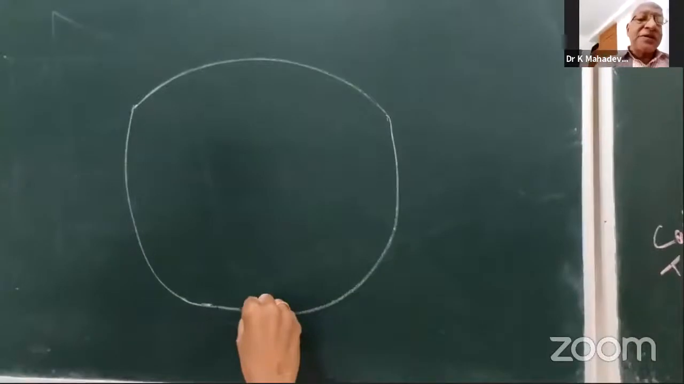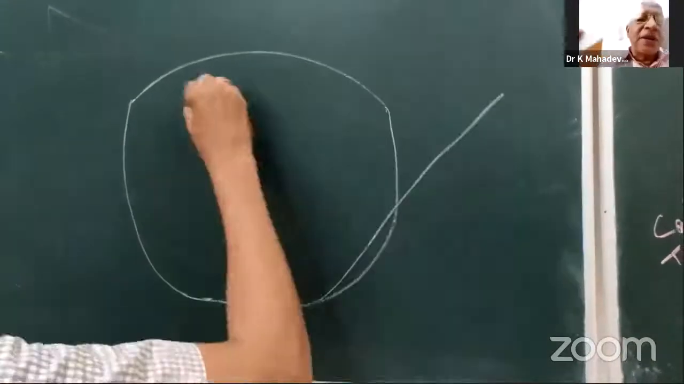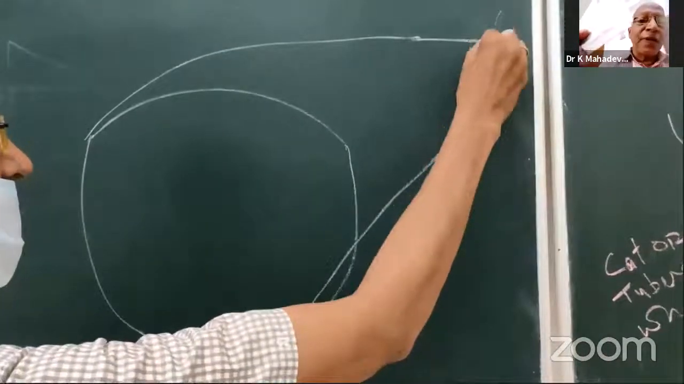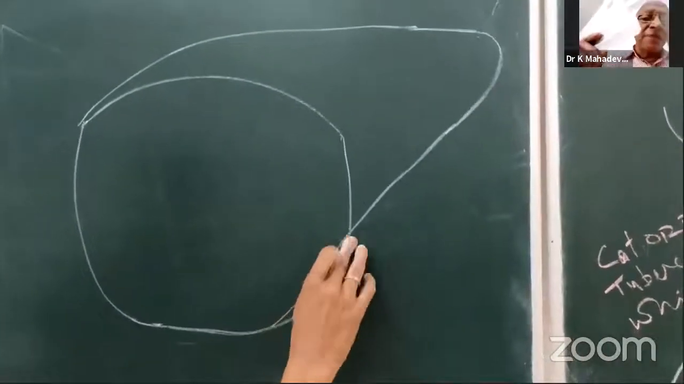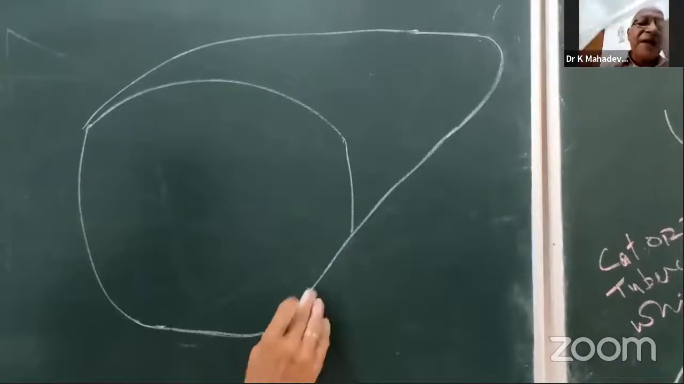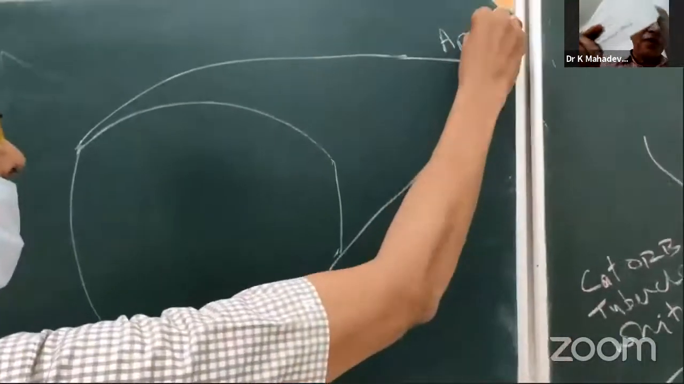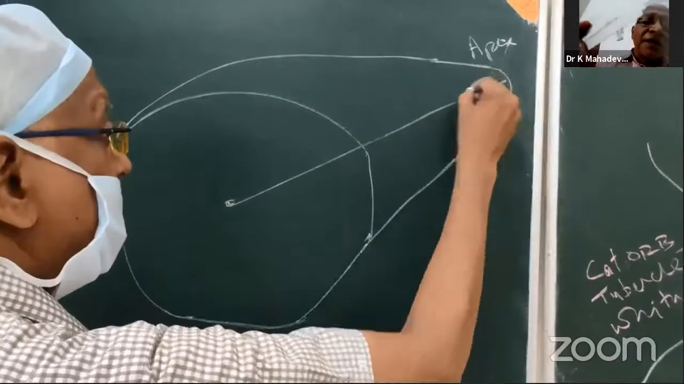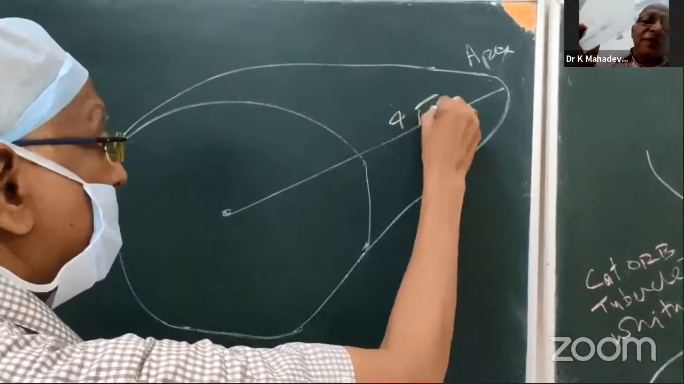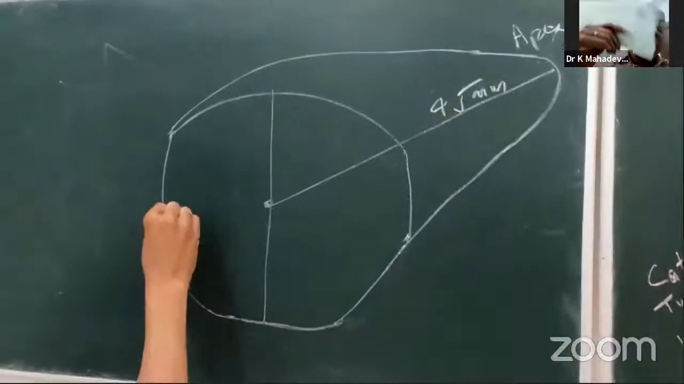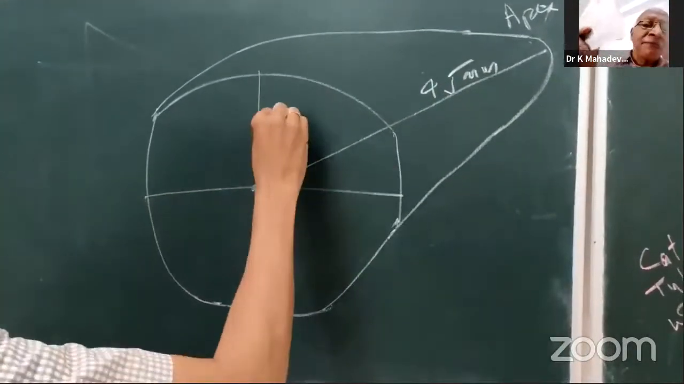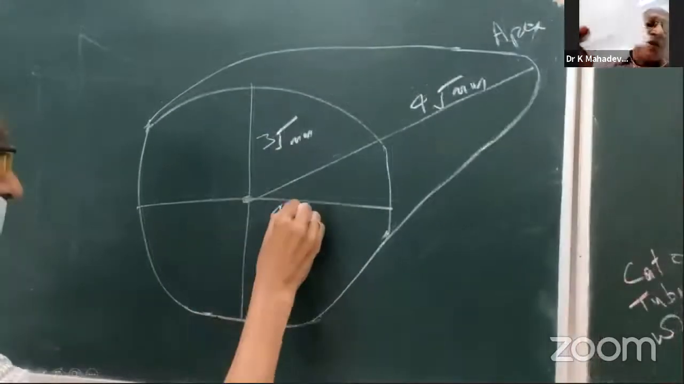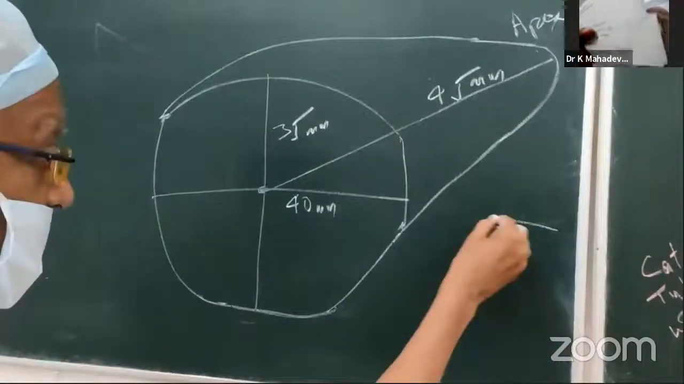the important dimensions of the orbit. It's a pyramidal shaped thing. The base of the pyramid is what is opening outside. So it has got a depth which goes till the apex, which is about 45 millimeters. That is the apex, 45 millimeters from the base to the apex, that is from the frontal plane to the apex. And horizontally, it is about 40 millimeters, and vertically, it is 35 millimeters.